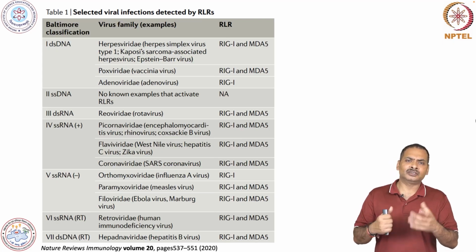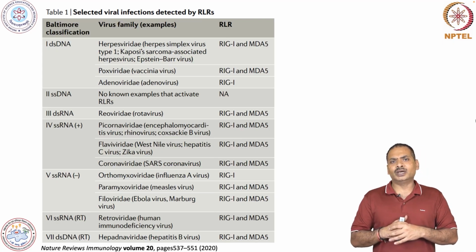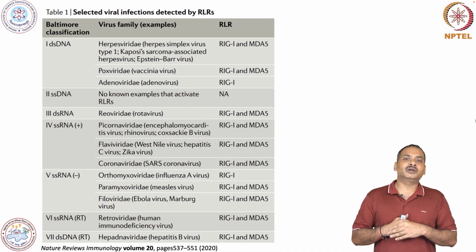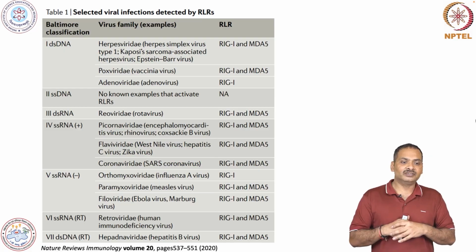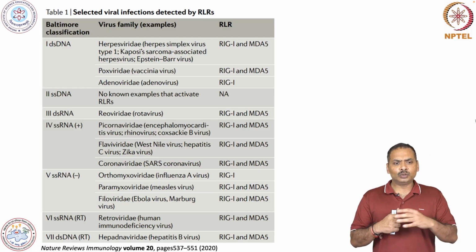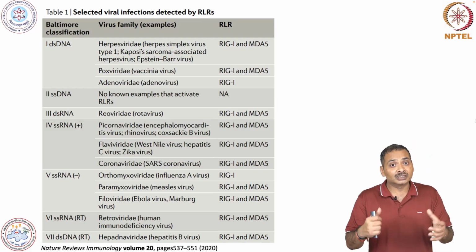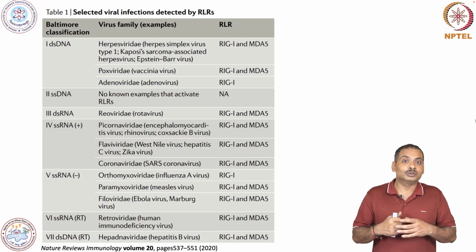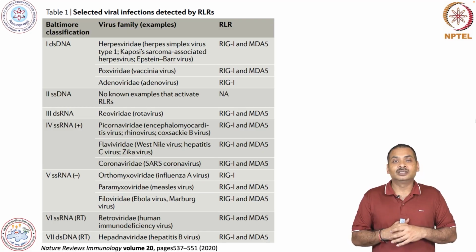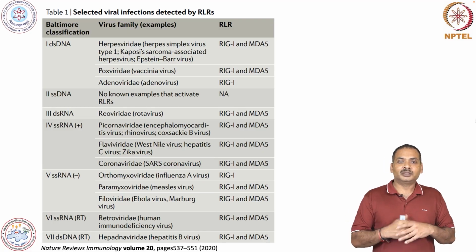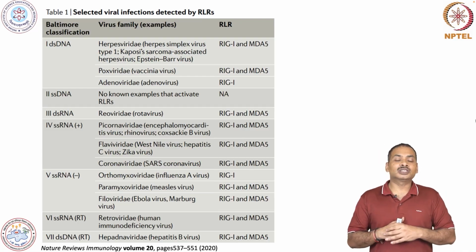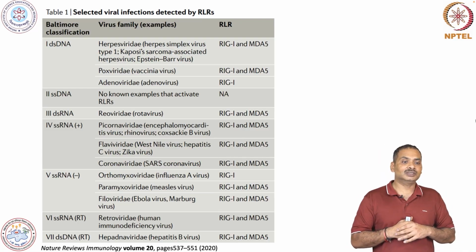Paramyxoviridae is a family, and this virus is basically the measles virus, and this is also recognized by both RIG-I and MDA5. Then there is the Filoviridae family member, which consists of again a very dangerous virus, that is Ebola virus. You probably know that Ebola causes massive hemorrhage, and people die in a very short duration. So Ebola virus and Marburg are equally fatal. This is also recognized by RIG-I and MDA5.